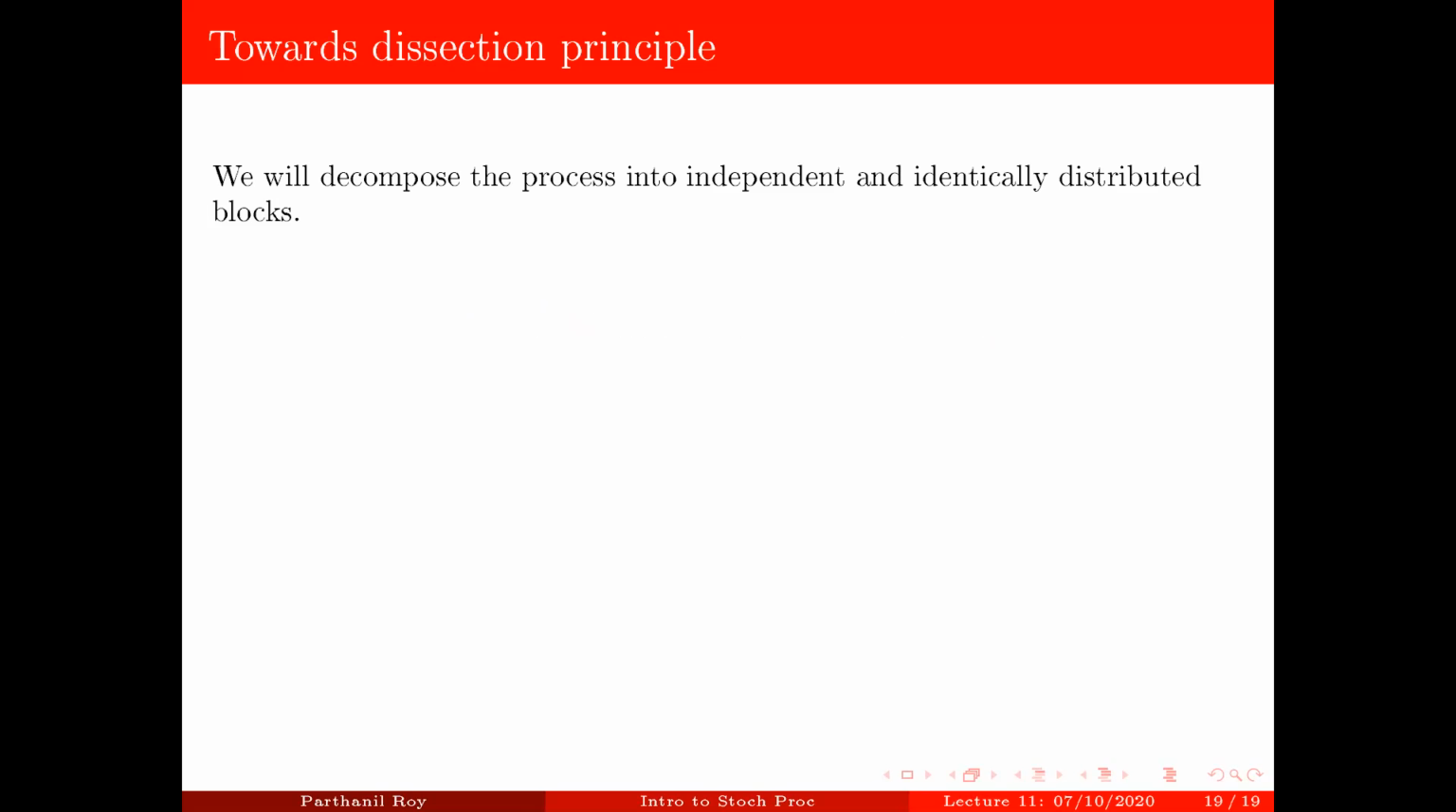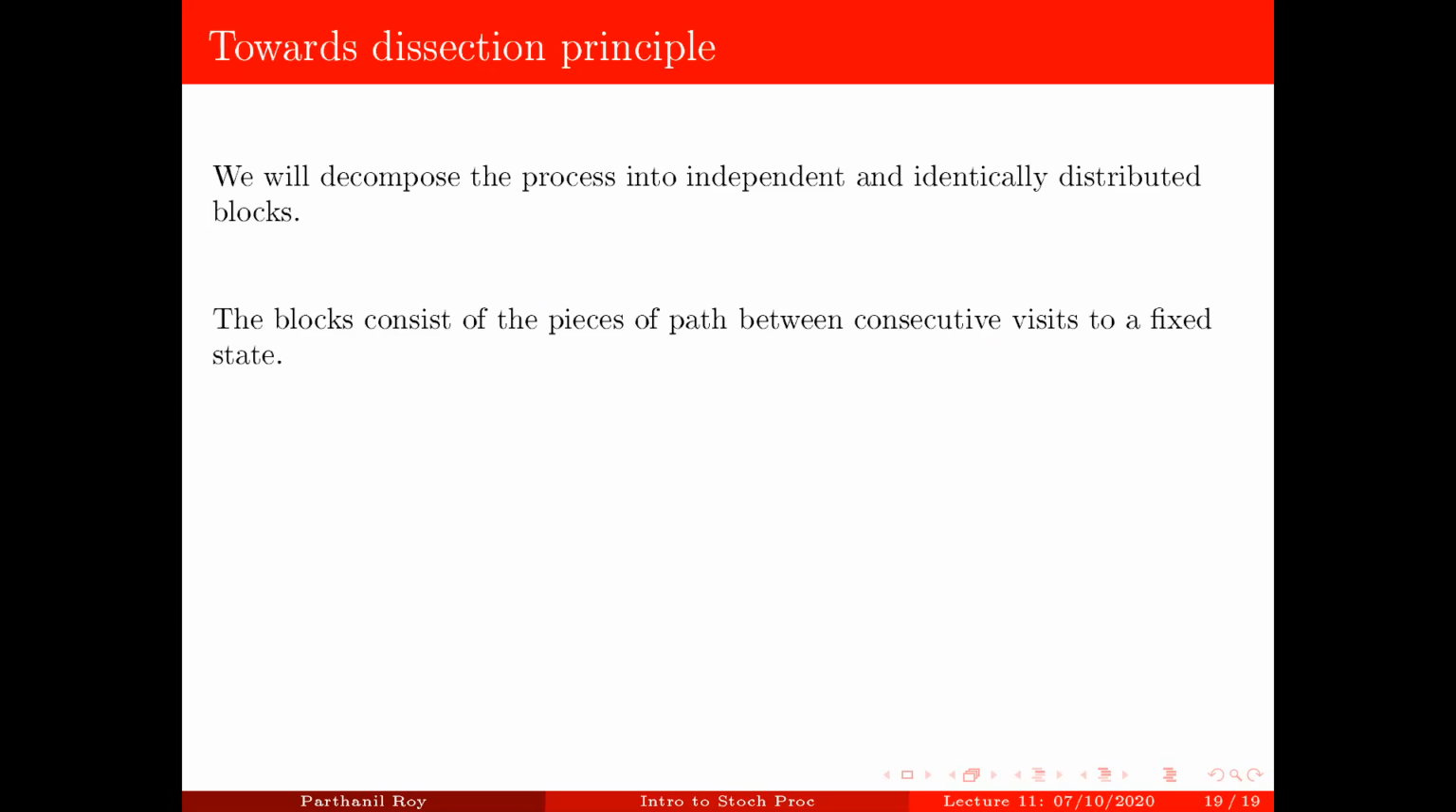The blocks will consist of pieces of path between consecutive visits to a fixed state. So you'll start with a state, say. The first time you come back to that state, you observe the Markov chain up to that point. That will be your first block. Again, you're back at this state, you start from there and then come back to this state. That will be your second block, and so on. We'll show that these blocks are going to be IID. Now, it would be useful to think of the process as these IID pieces knitted together.